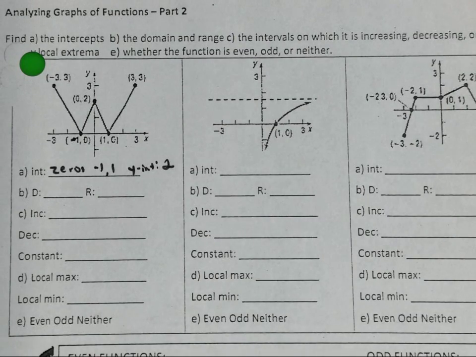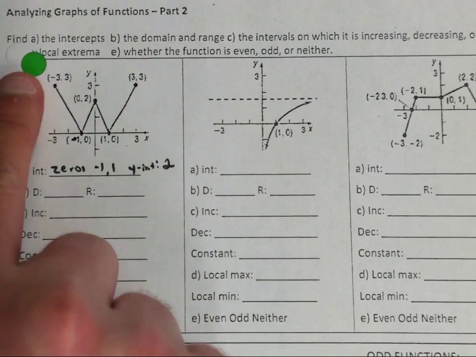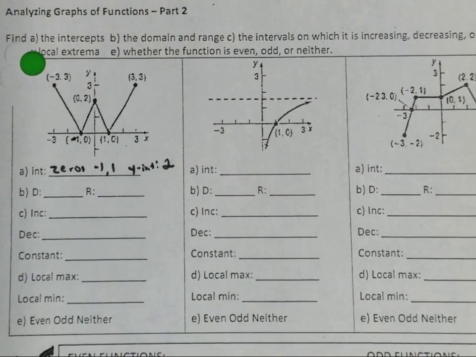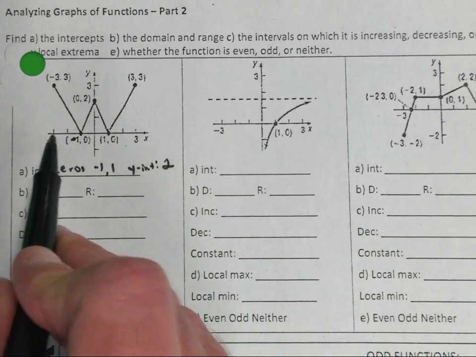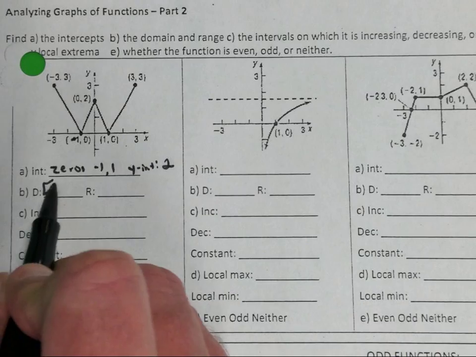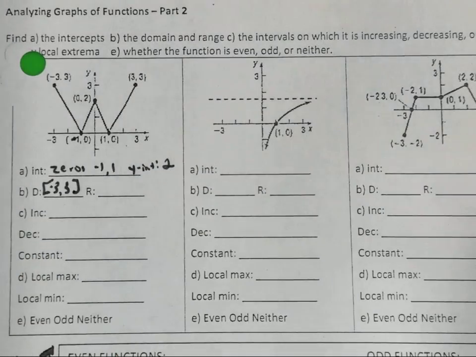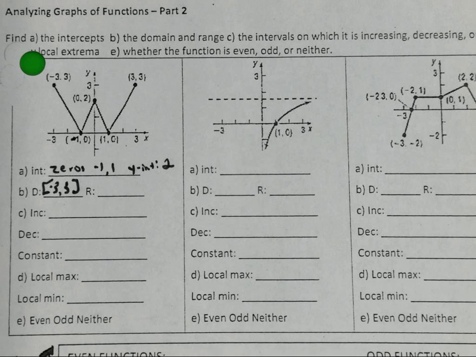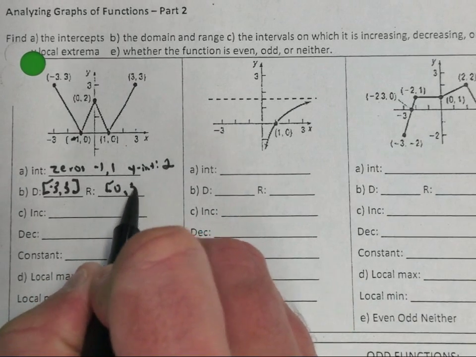Now, before I do the domain and range, remember, I always look at my end behaviors. They're dots, aren't they? That means it doesn't go on and on. So my domain would be from what, class? Negative 3 to 3. Very good. So I'm going to put that in brackets because there's no sign of openness anywhere. My range would be from what? Negative 3 to 3. Very good. That's our review.